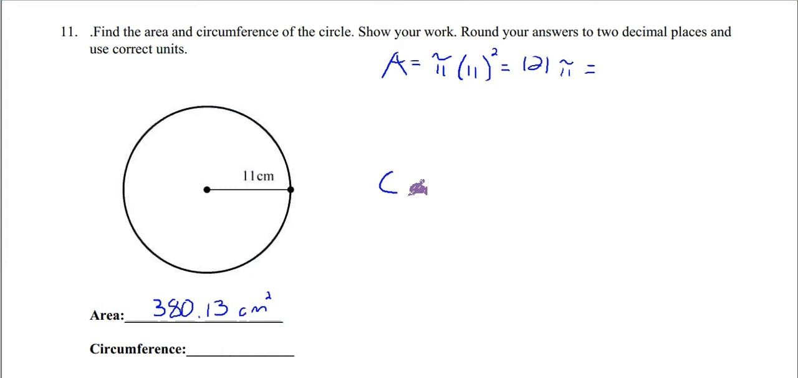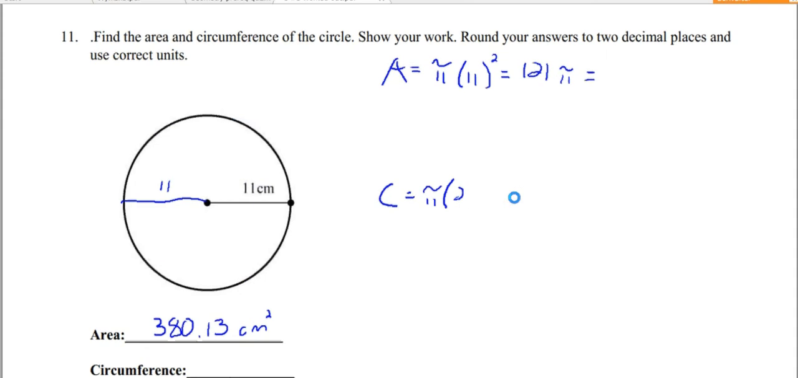The circumference is equal to pi times 2r, or pi times d. The diameter of this one, well, it's going to be from one side all the way to the other. Another radius would be 11, so 22 from end to end. This may kind of wig out on me here in a second.